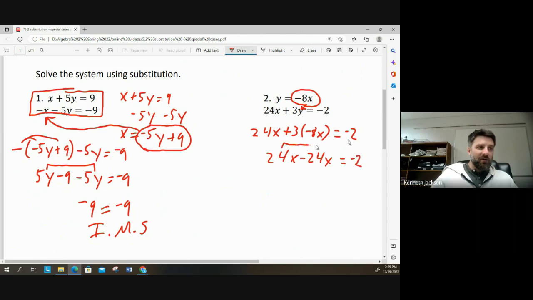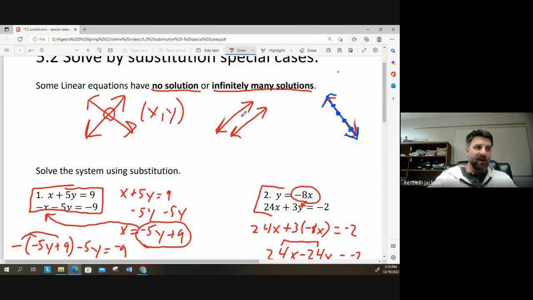Combine like terms, 24 minus 24, again, is 0. 0x, or just 0, nothing left. So 0 equals negative 2. Well, that's false. That's not true. 0 is not equal to negative 2. So if our variables are eliminated and we have a false statement, what we would say is no solution, which means these two lines never cross. And again, in a picture, these two lines never cross. They don't share an ordered pair in common.